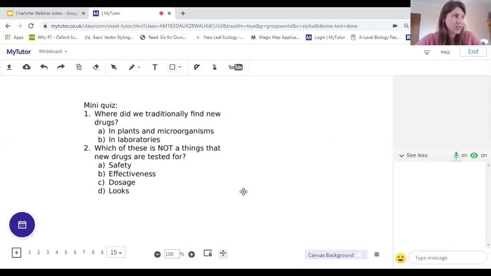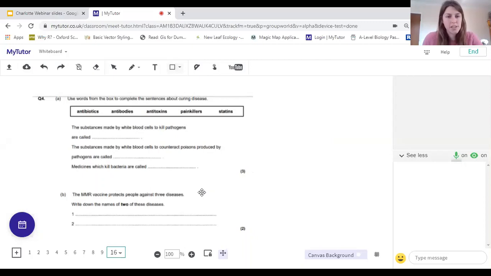Good, lots of D's there. So drugs aren't tested for how they look, but they are tested for whether they're safe, whether they're effective, and what dose we need to effectively combat the pathogen. Okay, any questions on testing before we move on to some past paper questions?